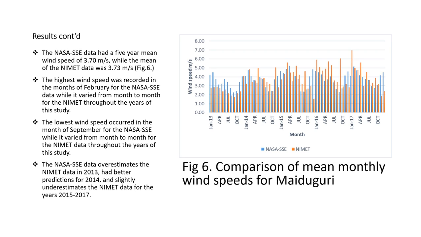The highest wind speed was recorded in the month of February for the NASA-SSE data, while it varied from month to month for the NIMET data throughout the years of the study. The lowest wind speed occurred in the month of September for the NASA-SSE, while it varied from month to month for the NIMET data throughout the years of the study. The NASA-SSE data overestimates the NIMET data in 2013, had better predictions for 2014, and slightly underestimates the NIMET data for the years 2015 to 2017.